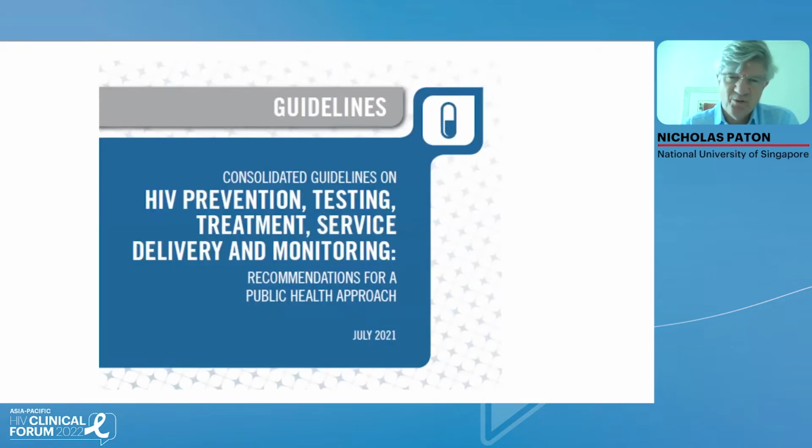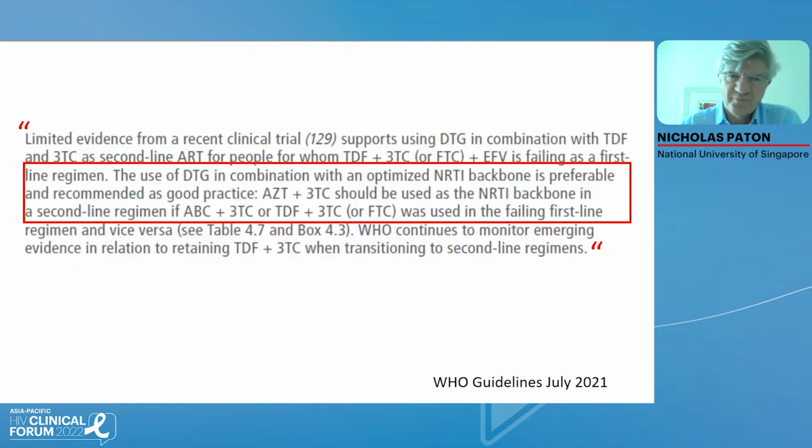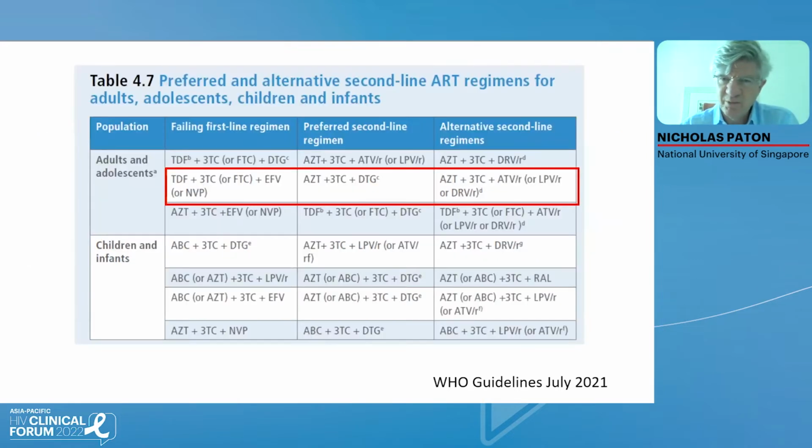But in July 2021, the WHO issued some new guidelines, and in that they recommended for the first time to replace the protease inhibitor in second-line therapy with dolutegravir. So if you fail on a non-nucleoside-based regimen, switch to dolutegravir plus new nucleosides as the preferred second-line regimen. Even in these guidelines, they still recommended using an optimized nucleoside backbone, using this switch. So for patients on tenofovir 3TC, which is the commonest nucleoside backbone in first-line therapy, switch to zidovudine 3TC in the second-line regimen. And that's summarized in this table here.